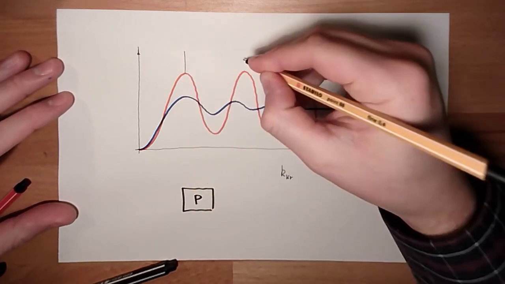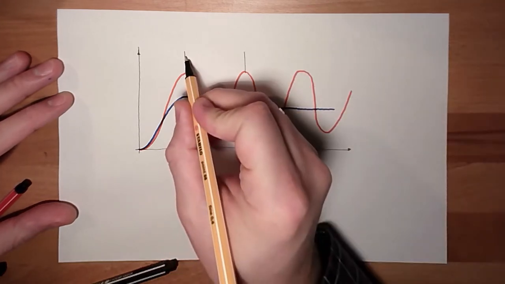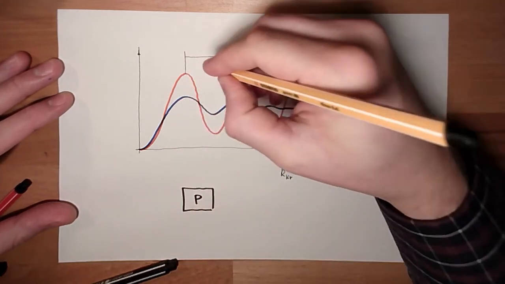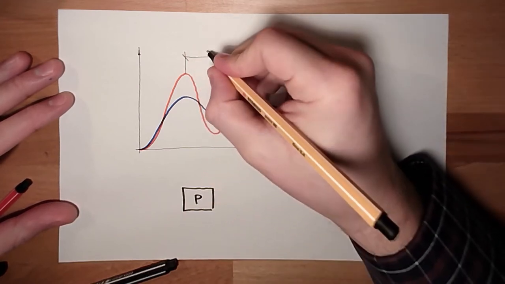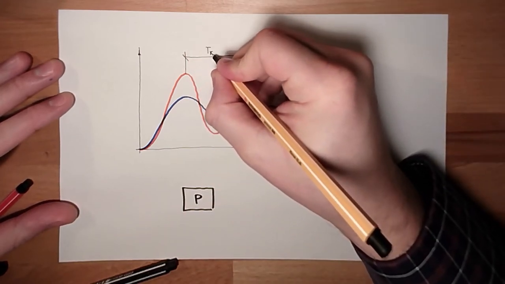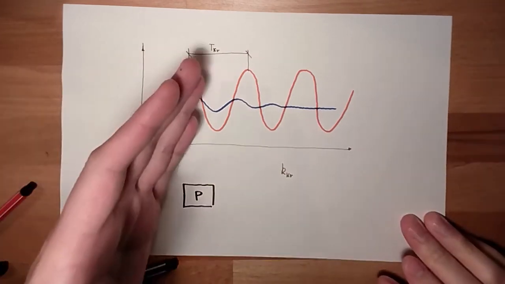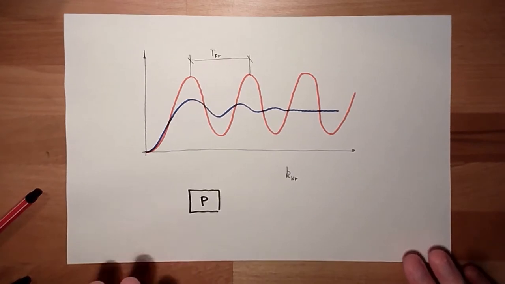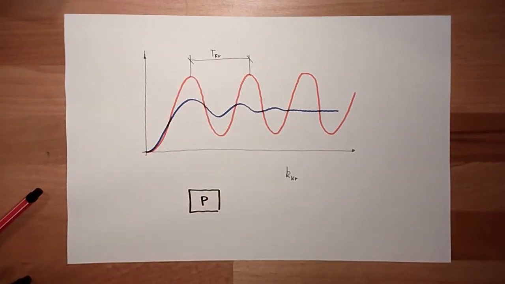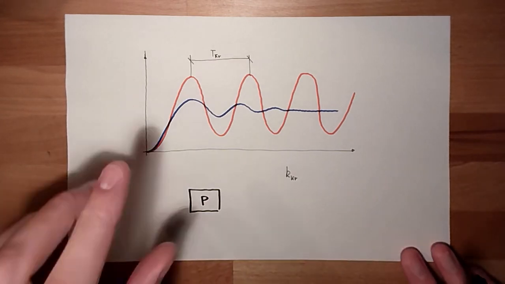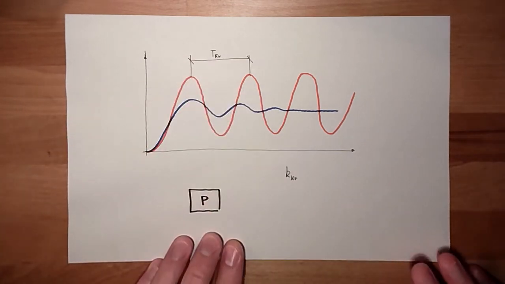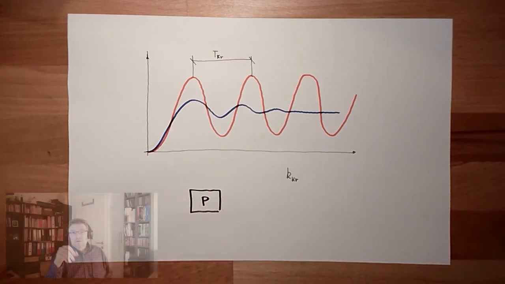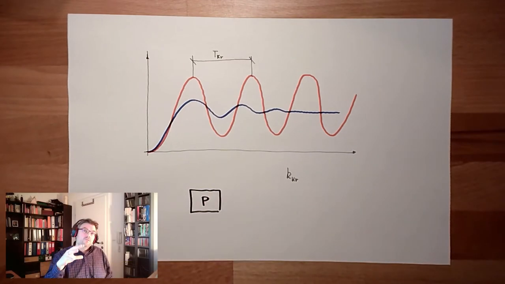We do have a swinging time here, and this swinging time is the critical period. These two parameters I have now. And from these two parameters, I can derive the adjustment of a P controller, of a PI controller, of a PID controller according to Ziegler-Nichols.